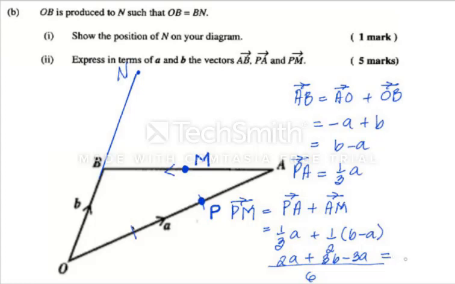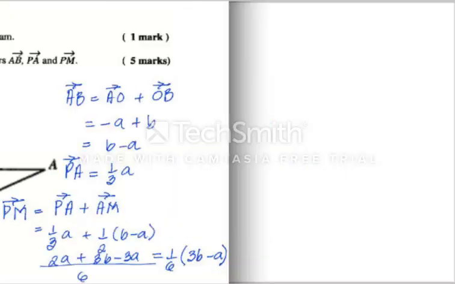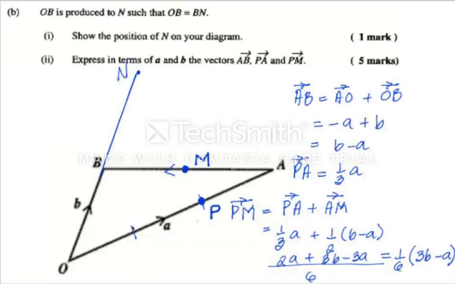So PM would actually be equal to 1/6, and at the top, it's 3B, 2A minus 3A is minus A. It would be 1/6 (3B minus A). All right, and that would be PM. All right, sort of tight. Yeah, we started doing something else different on the next page.